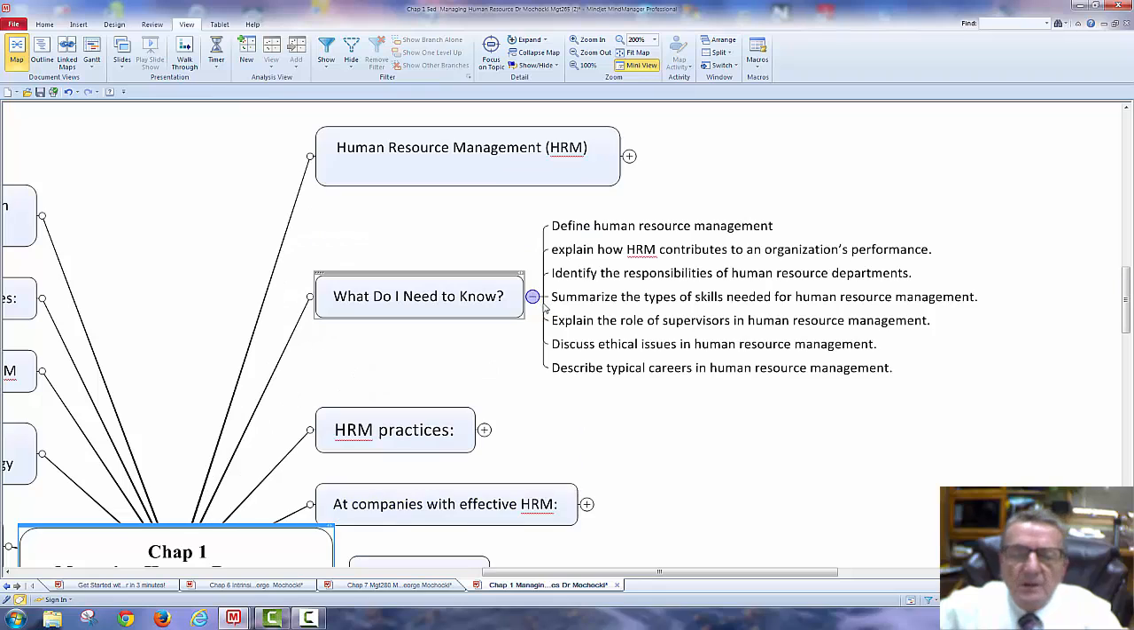What do you need to know? Well, you've got to understand what human resource management is. Remember, human resource management is the human capital of individuals. It's the most expensive part of any business operation, but it's the most profitable if utilized properly.